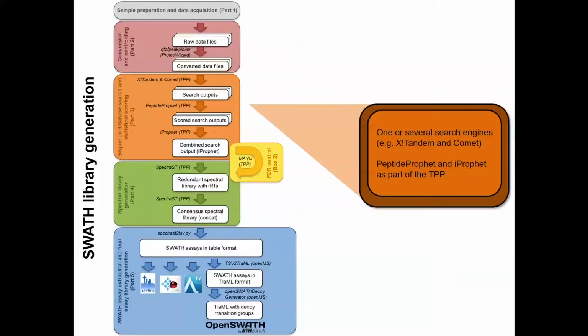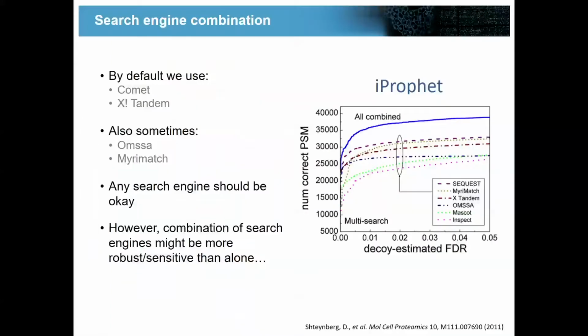So then we need to do a search, and I guess everybody knows this and probably has their own favorite search engine. We tend to use these as well as a few other open source ones, and we process these through PeptideProphet and iProphet. This iProphet tool is the one that basically allows you to combine search results from several different search engines.